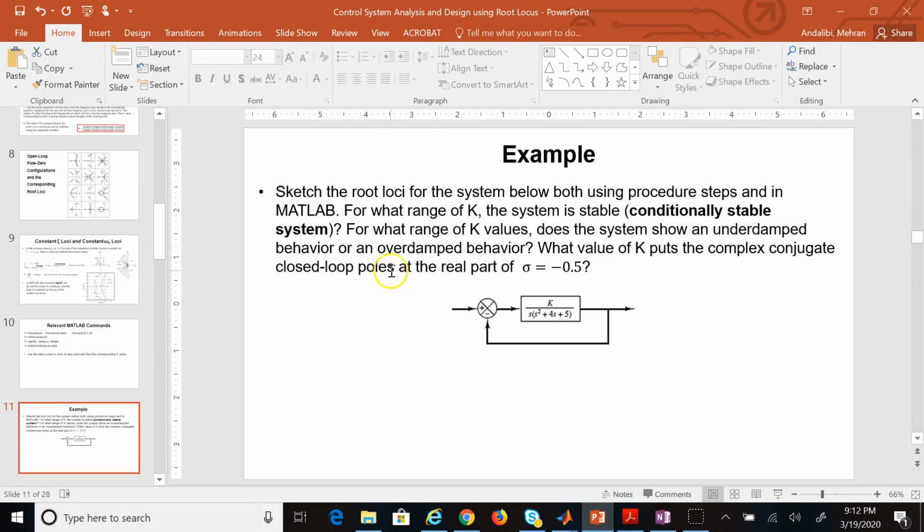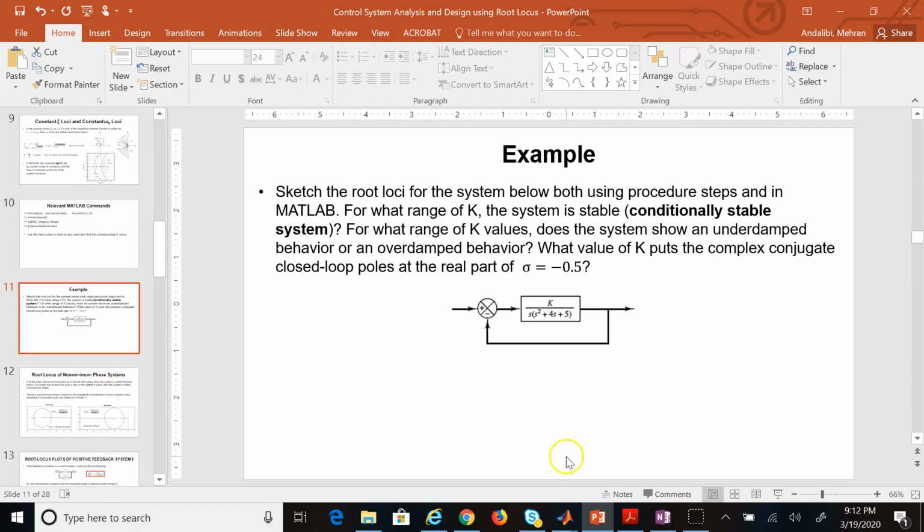So I guess we have answered most of the things in this problem. We draw it. We found for what range of k the system is stable or not. We found the k value that gives a sigma of negative 0.5 to the poles. The only thing maybe we haven't answered is for what range of k the system is underdamped or overdamped. So we have to talk about this one.